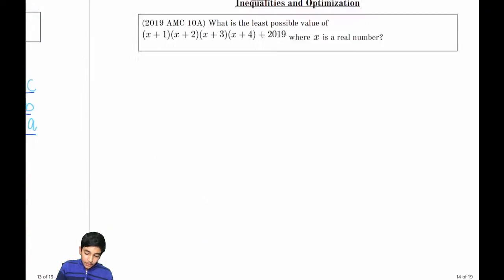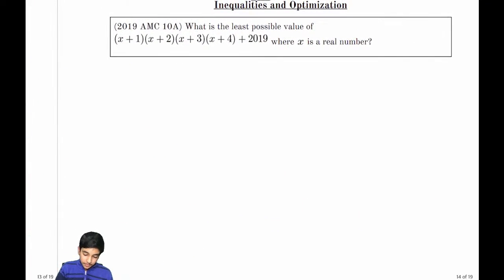Now let's take a look at some inequalities and optimization problems. What is the least possible value of x plus 1 times x plus 2 times x plus 3 times x plus 4 plus 2019, where x is a real number? So how can we find out this expression? Well, this is really complicated. How can we actually do this?